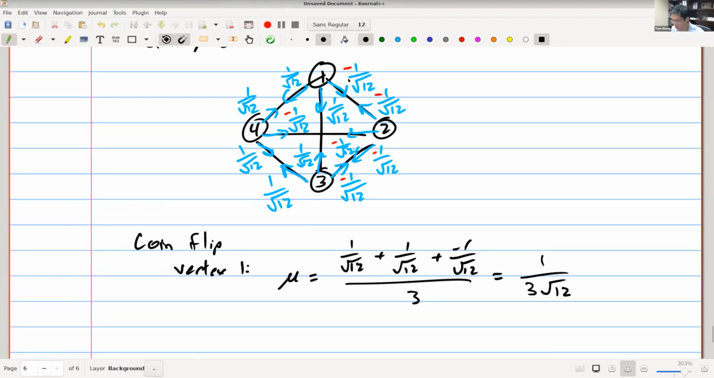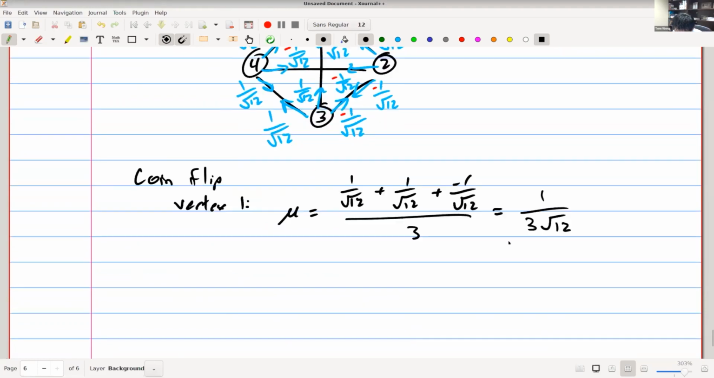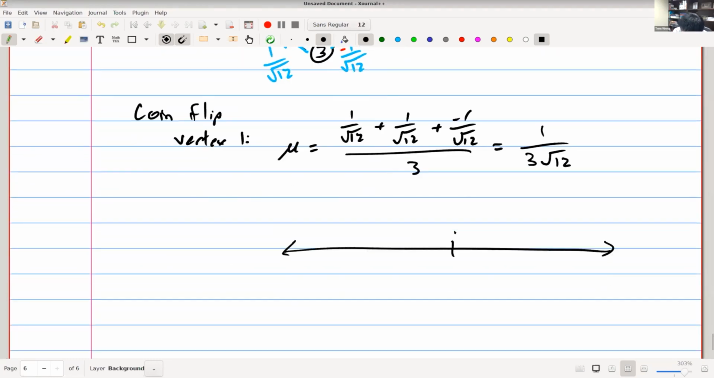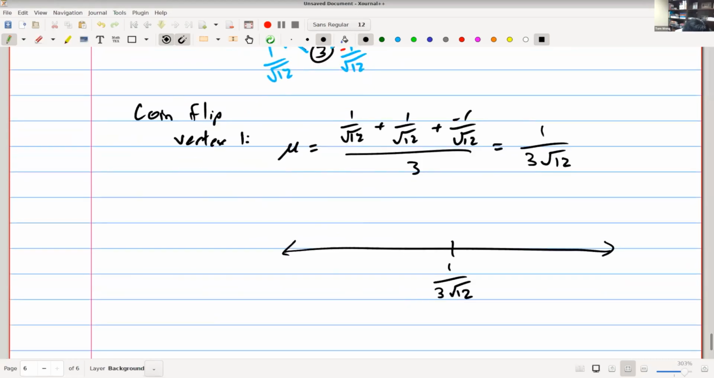And I want to invert each one about that average. So let's start with this amplitude, -1 over root 12. Let's invert this about this average. So let me draw a number line to explain it geometrically. Let's say the average is here, 1 over 3 root 12. And this amplitude is -1 over root 12, so it's going to be somewhere over here.